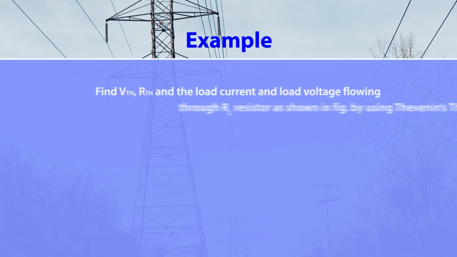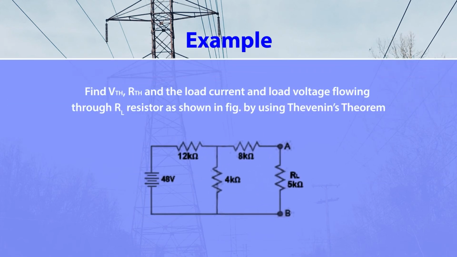Now this Thevenin theorem can also be explained with the help of one example. In this circuit you can see there is one voltage source of 48 volt and a number of resistances are connected. One resistance is 12 kilo ohm, another is 4 kilo ohm, the third is 8 kilo ohm, and the load resistance is 5 kilo ohm.